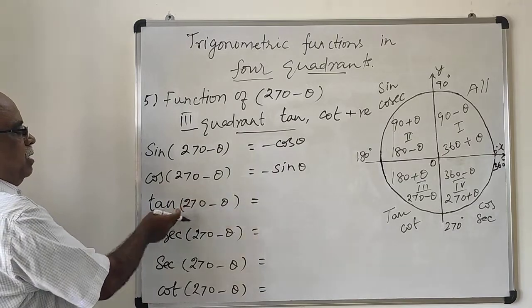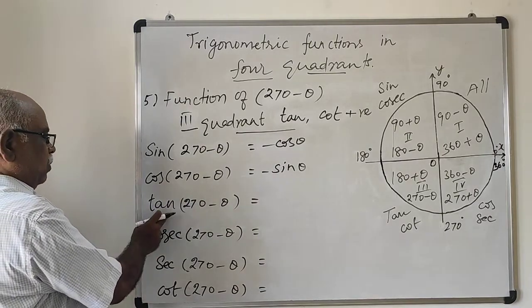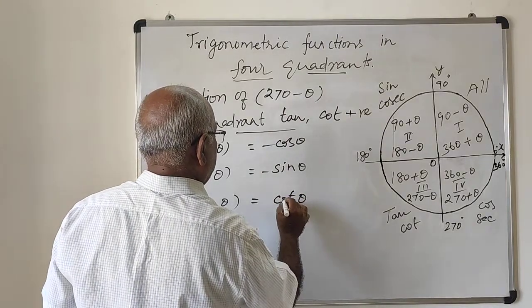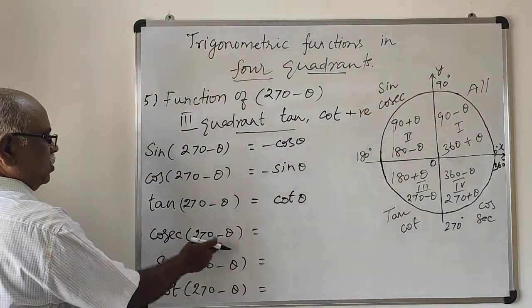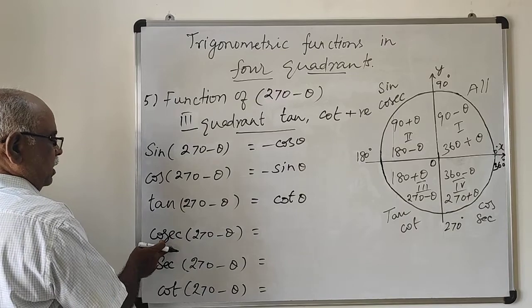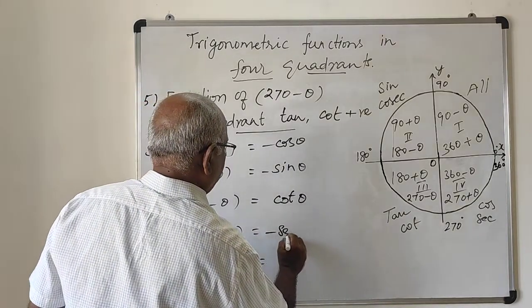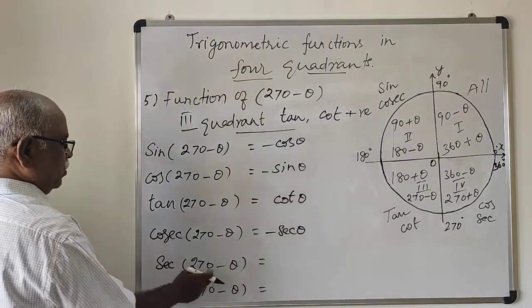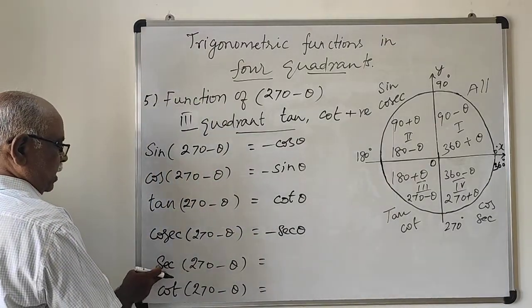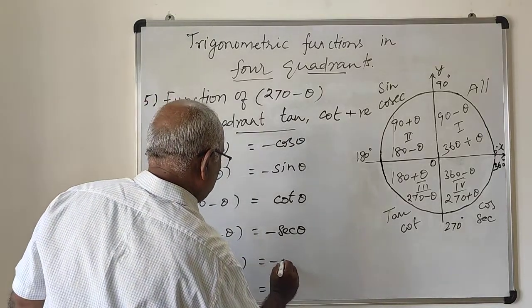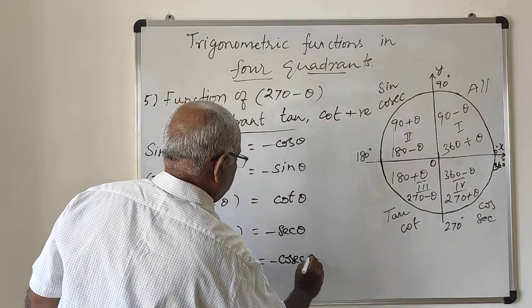Tan 270 minus theta: third quadrant tan positive, 270 changes the ratio, therefore cot theta. Cosecant 270 minus theta: third quadrant cosecant negative, 270 changes the ratio, therefore minus secant theta. Secant 270 minus theta: third quadrant secant negative, 270 changes the ratio, therefore minus cosecant theta.